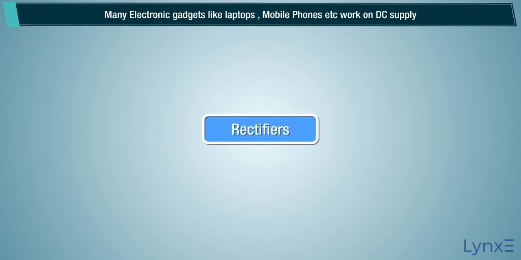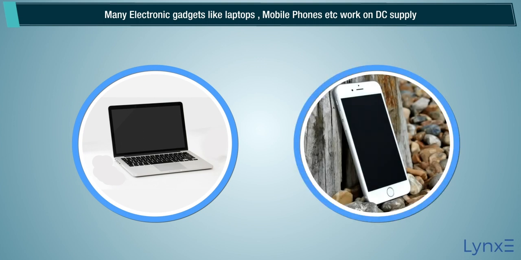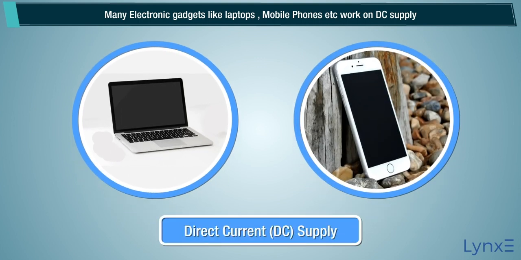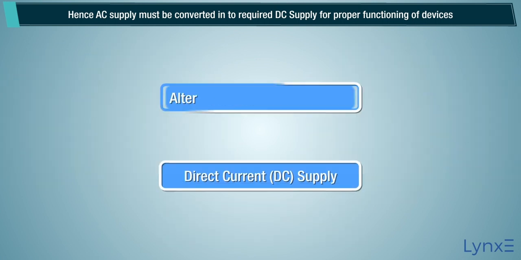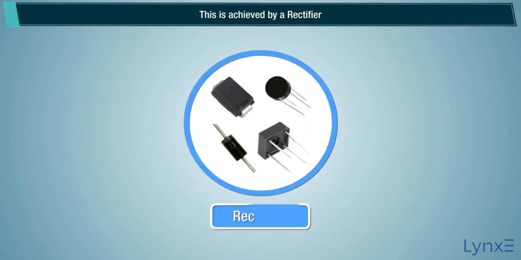Rectifiers. Many electronic gadgets, like laptops, mobile phones, etc., work on DC supply. Hence, AC supply must be converted into required DC supply for proper functioning of devices. This is achieved by a rectifier.